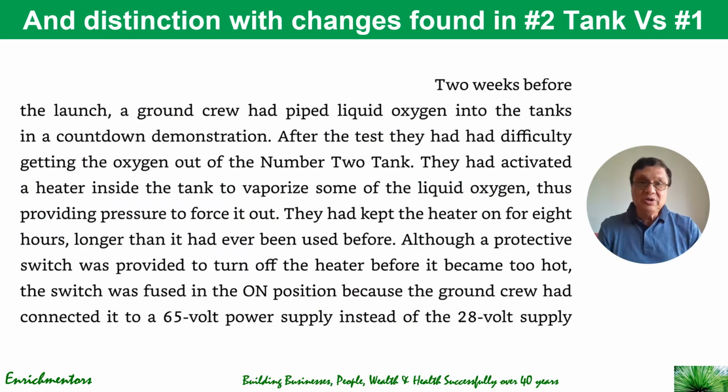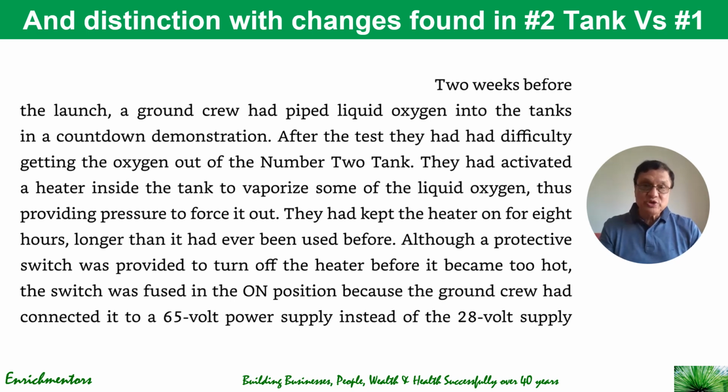And then they looked at the distinction with changes in tank 2, and they found that 2 weeks before the launch, a ground crew had piped liquid oxygen into both the tanks for a countdown demo. Now, after that test, they had difficulty getting the oxygen out of the number 2 tank, not number 1, right? So that's a distinction. And to get the oxygen out of the number 2 tank, they had activated the heater inside the tank to vaporize some of the liquid oxygen, thus providing pressure to force it out. They had kept the heater on for 8 hours, longer than ever before.